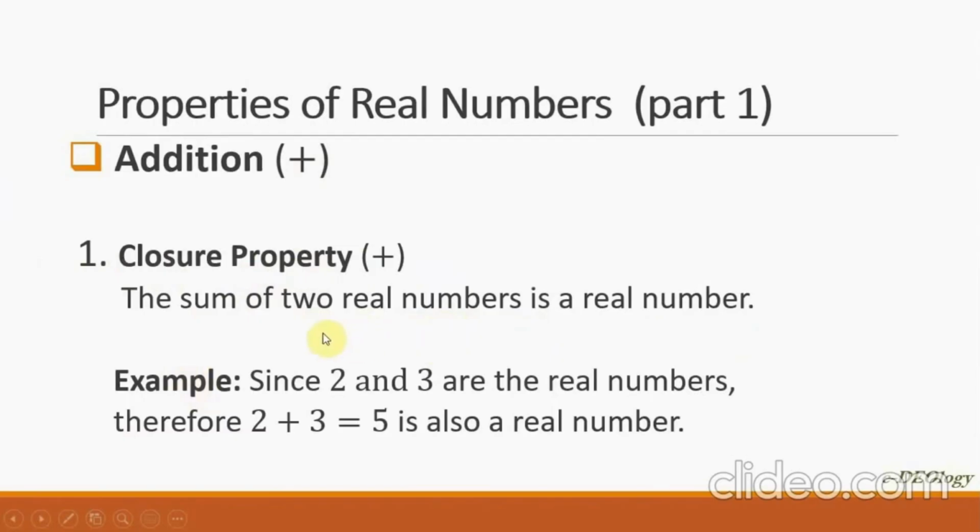As an example, we're going to pick two real numbers, 2 and 3. And if we're going to add these two numbers, such as 2 plus 3, the answer will be 5. And this 5 is also part of the real numbers. That is property number 1, closure property.